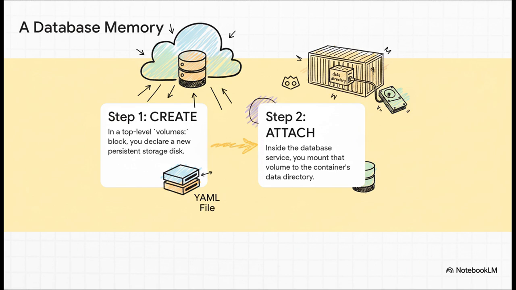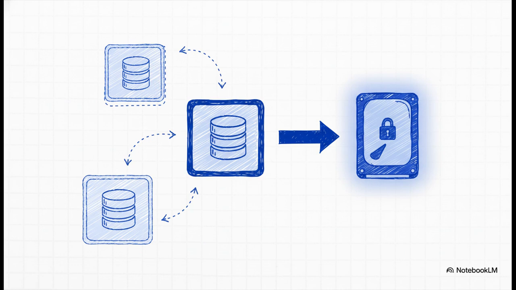Then, for step 2, we go into our database service and we tell it to attach that volume, or mount it, to the exact folder inside the container where Postgres keeps all its data. It's kind of like plugging an external hard drive directly into our database. And boom, just like that, problem solved. Your data is now safe.